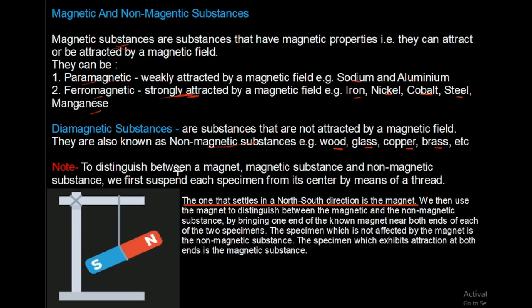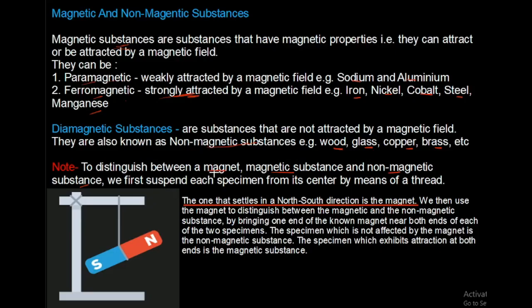Okay, now note, to distinguish between a magnetic substance and a non-magnetic substance, we first suspend each specimen from its center by means of a thread. Don't forget we've described each of these concepts. Magnets are substances that have the potential or can attract other substances to themselves. Magnetic substances are substances that have magnetic properties. Non-magnetic substances are not affected by a magnetic field.